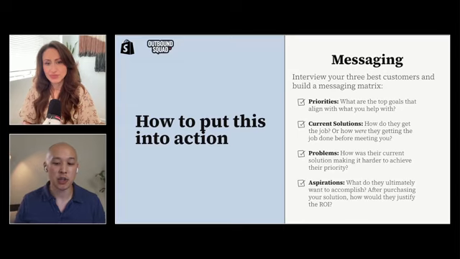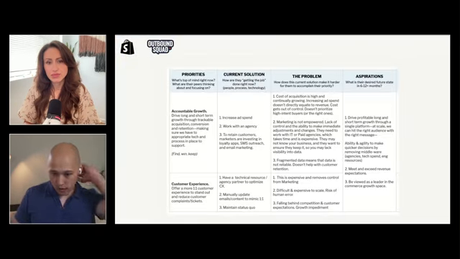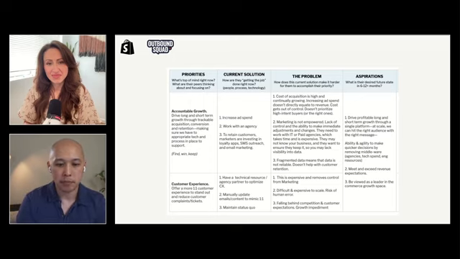Problems. How is their current solution making it harder to achieve their priority? And last but not least, aspirations. What do they ultimately want to accomplish? So after purchasing your solution, how would they justify ROI? So here's an example of what a messaging matrix looks like. And this is an example.